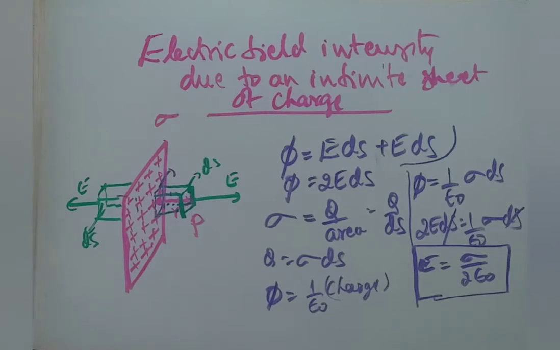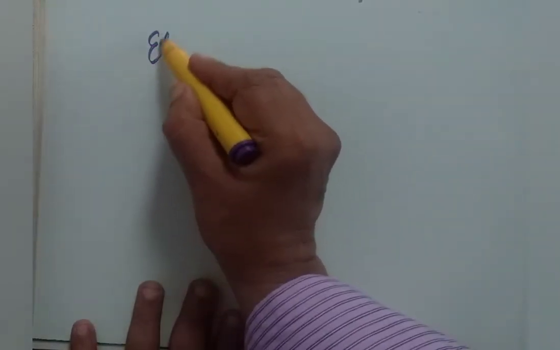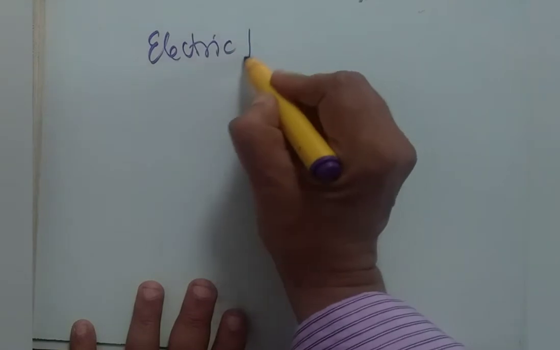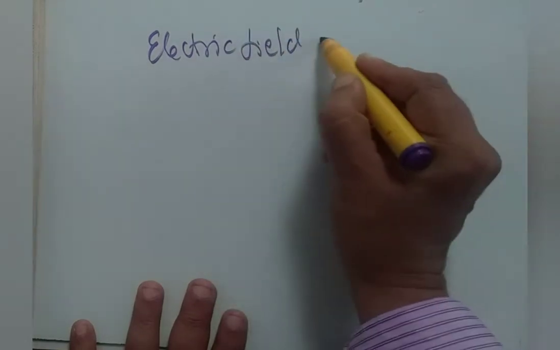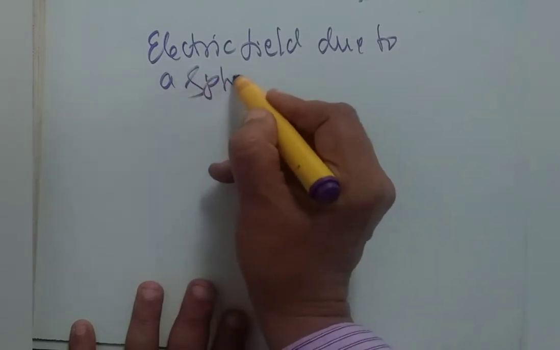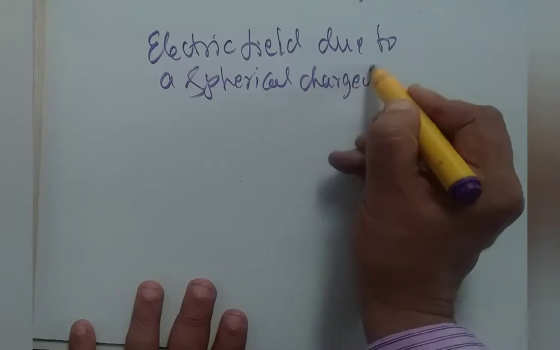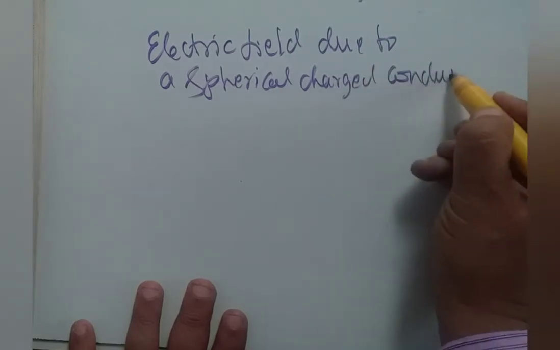that is electric field due to a spherical charged conductor. Electric field due to a spherical charged conductor. So for that, we consider a sphere like this. Say, I write electric field due to a spherical charged conductor.